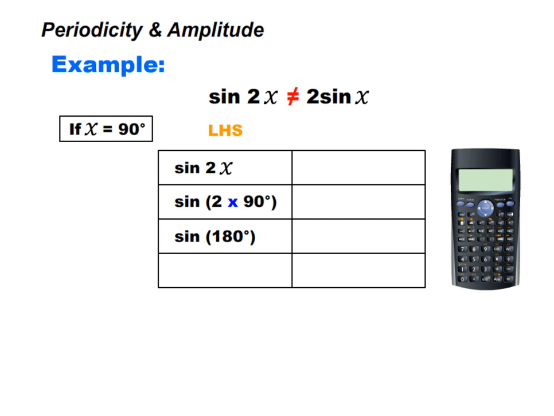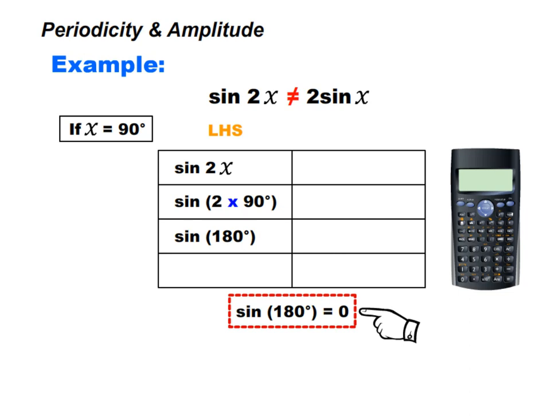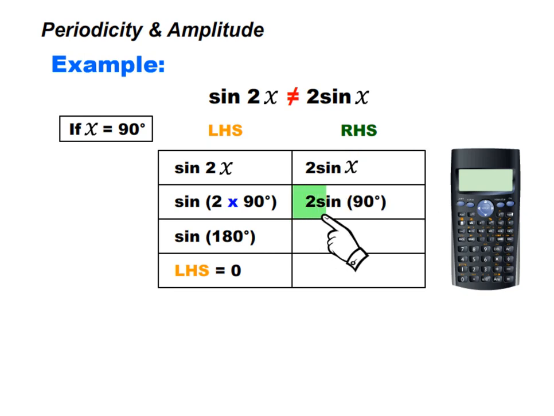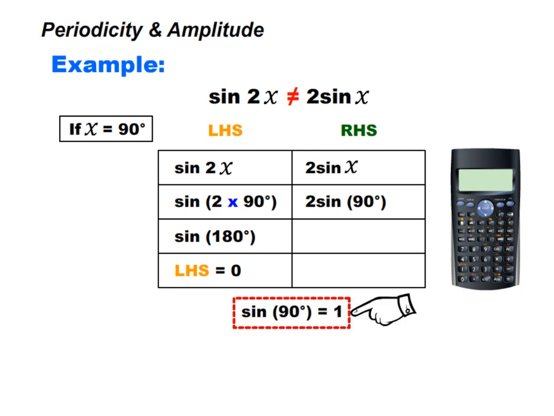Use a calculator to find the value of sine 180 degrees. Sine 180 degrees is equal to 0. So, our left hand side is equal to 0. Let us have a look at 2 sine x, which is the expression on our right hand side. In the place of x, let us put 90 degrees. So far we have 2 multiplied by sine 90 degrees. Using a calculator, we see that sine 90 degrees is equal to 1.